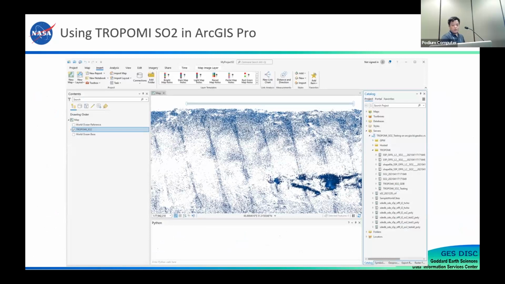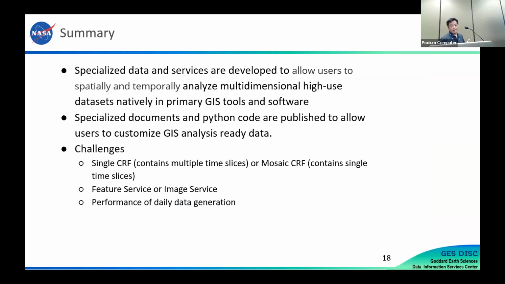Users can leverage the capabilities of ArcGIS Pro to conduct various raster analysis. In summary, by leveraging ArcGIS image services and OGC services, it allows users to analyze NASA remote sensing data directly in their primary GIS tools and software.